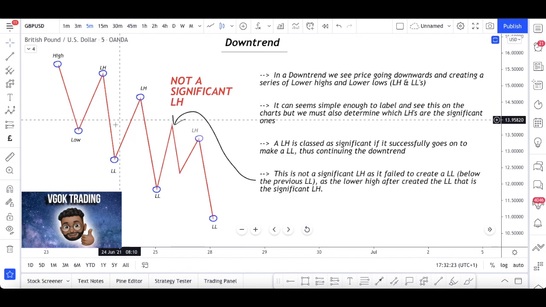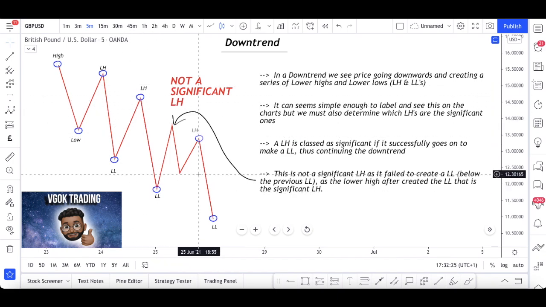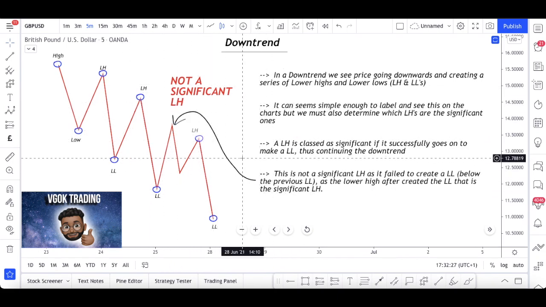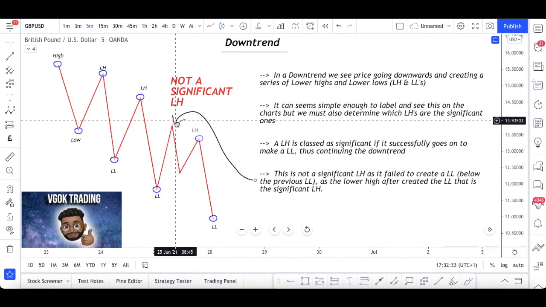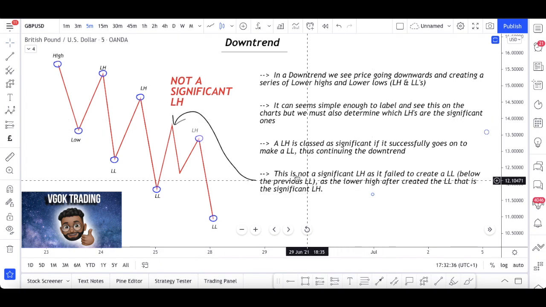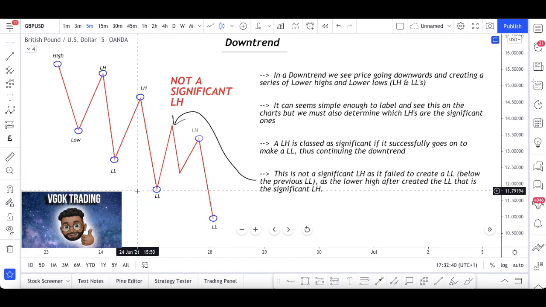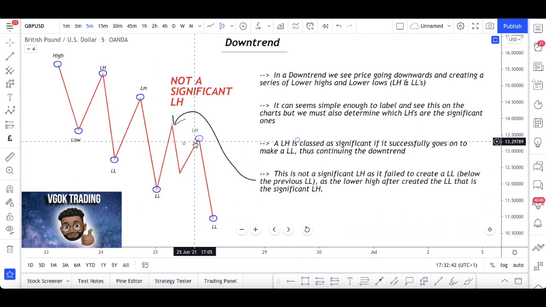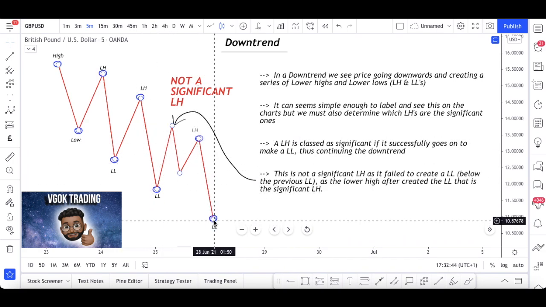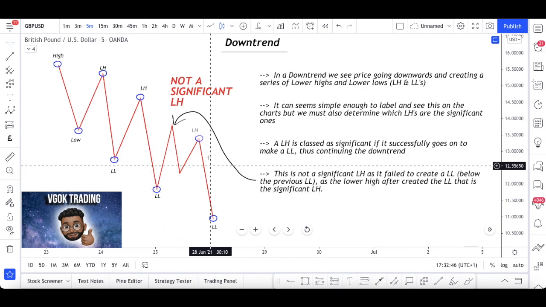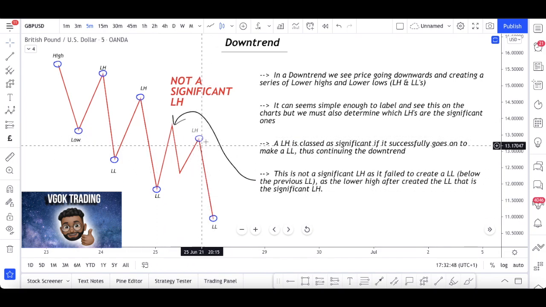We then see the series of lower highs and lower lows, and again, I've just labeled here which lower high is going to be the significant one and which one isn't. So here I've labeled not a significant lower high, because that didn't go on to create a further lower low, lower than the previous one, which was here. But this lower high sponsored a lower low below the previous one. So that is the significant lower high in the downtrend.